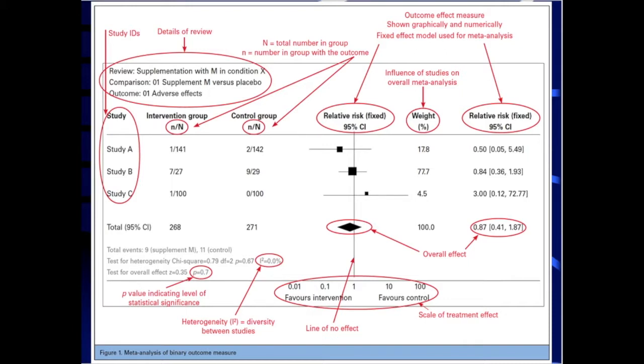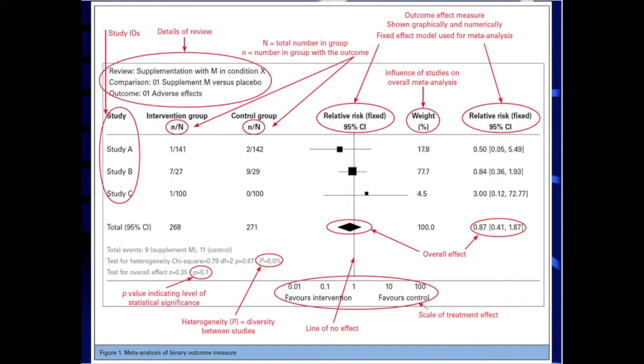Again, visually, we like to look at the numbers to be certain. So if we look at our relative risk for the overall effect, we see it's 0.87 with a 95% confidence interval of 0.41 to 1.87. So it goes through 1. Therefore, the intervention group and the control group are not different.